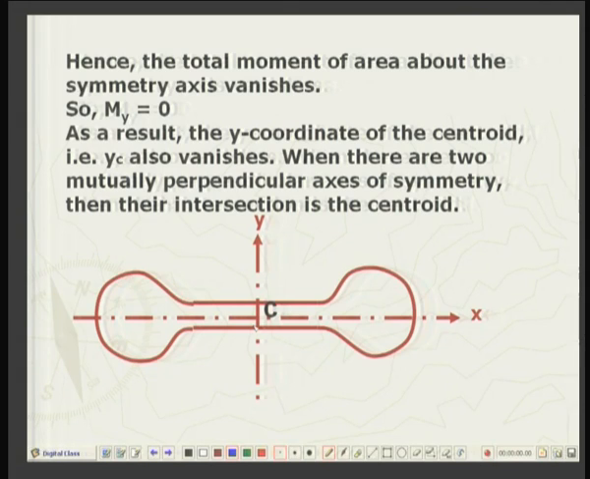And if the figure is such that it has two axes of symmetry and these two axes are mutually orthogonal to each other, you can choose them as x coordinate and y coordinate, and then you will find the centroid lies at the intersection of these two axes, that is, it will be at 0, 0. Okay? So, symmetric figures are very convenient to work with.